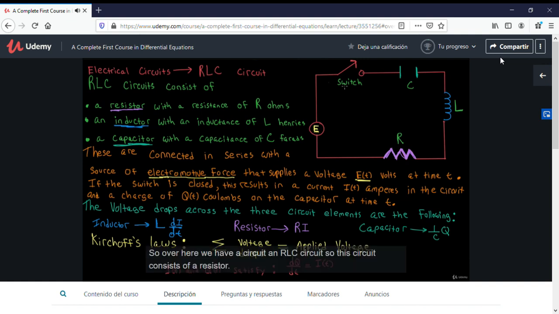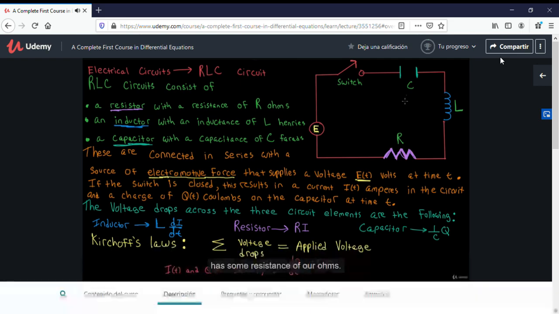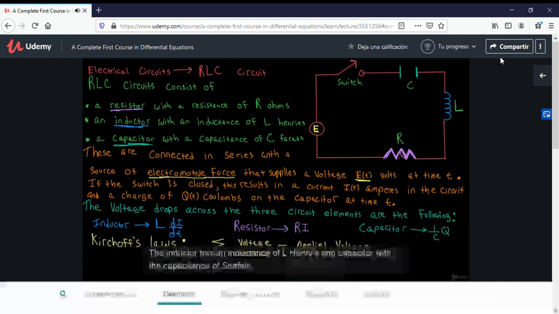Okay, so over here we have a circuit, an RLC circuit. So this circuit consists of a resistor. The resistor is down here, an inductor right here, and a capacitor right up here. Okay, so the resistor has some resistance of R ohms. The inductor has an inductance of L henries, and the capacitor with the capacitance of C farads.